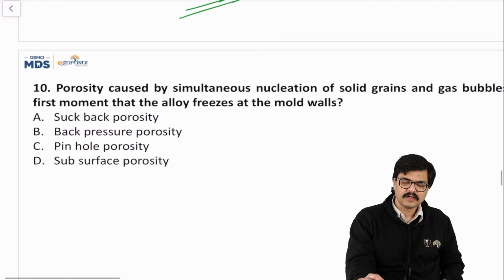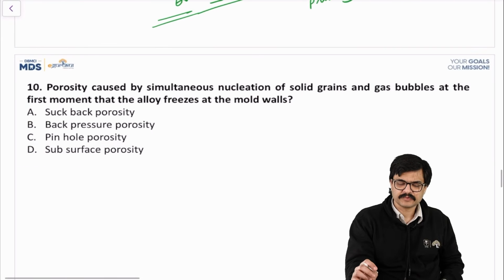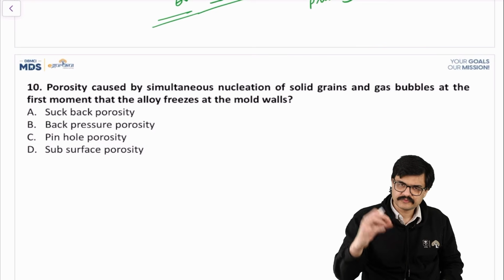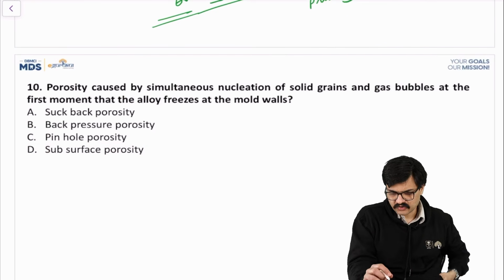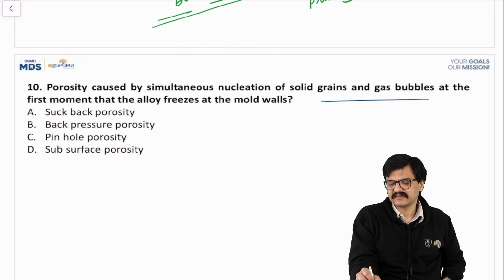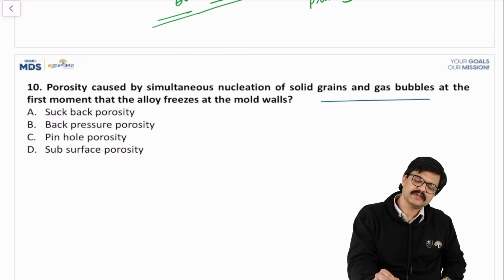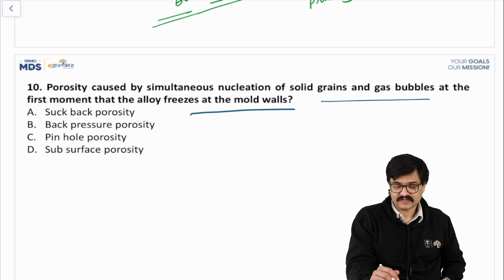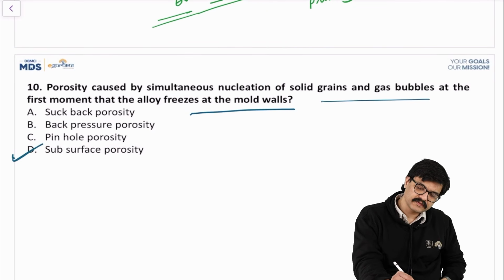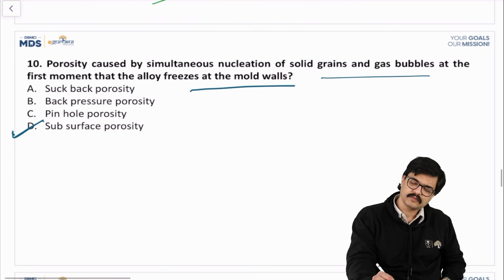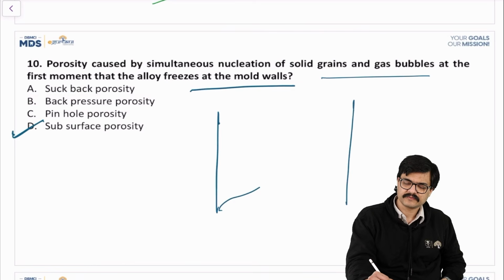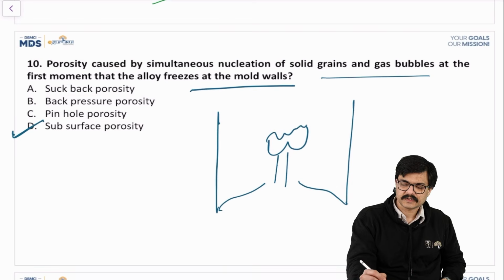Next question. Now, interesting, guys, again, from casting investments and porosities, I specifically wanted to put a few questions from the same topic here in this GT so that the entire topic gets revised, right? So porosity caused by simultaneous nucleation of solid grains and gas bubbles at the first moment that the alloy freezes at the mold walls is. Now, the answer here is subsurface, okay? So that's the answer. Now, guys, basically what he's saying is you have this investment ring, you have this crucible former base, you have this sprue, you have this wax pattern, surrounded by your investment material.